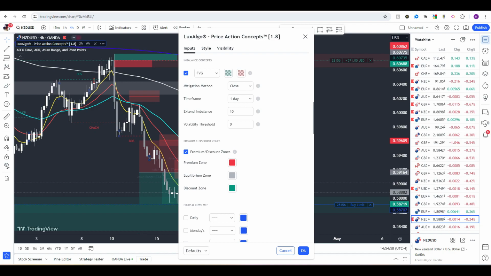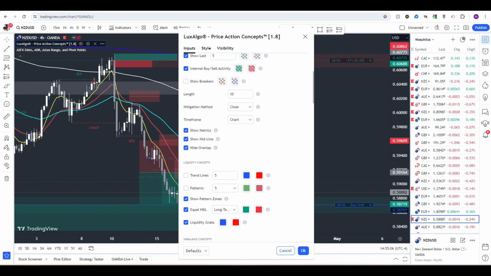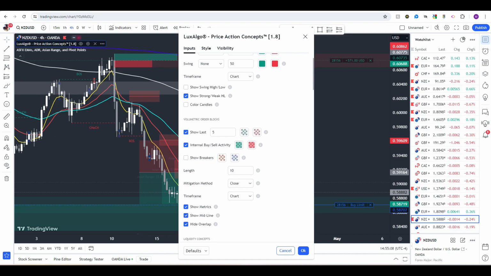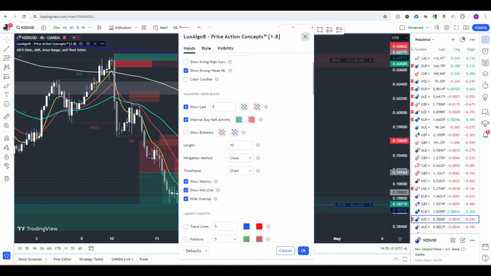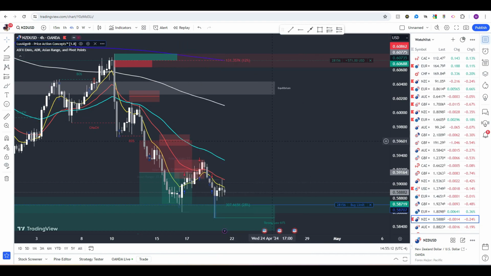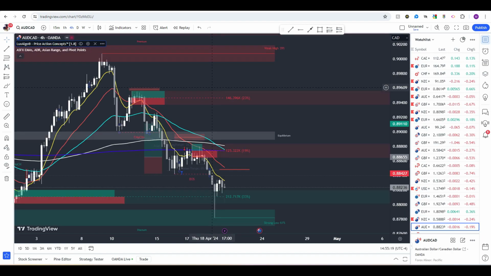The premium and discount zones, you need those. Those are the holy grail of LuxAlgo, to tell the truth. In my honest opinion, the premium and discount zones with the order blocks are top notch. Honestly, I think it's a great indicator to use with your trading.